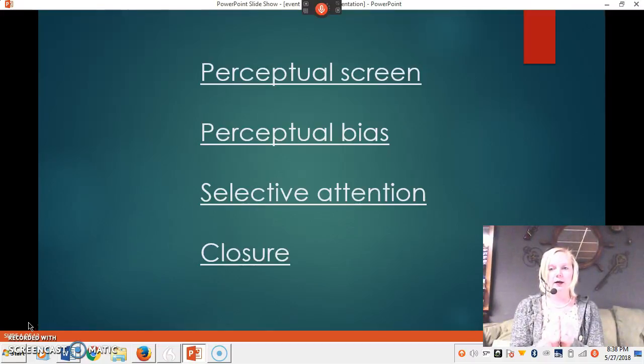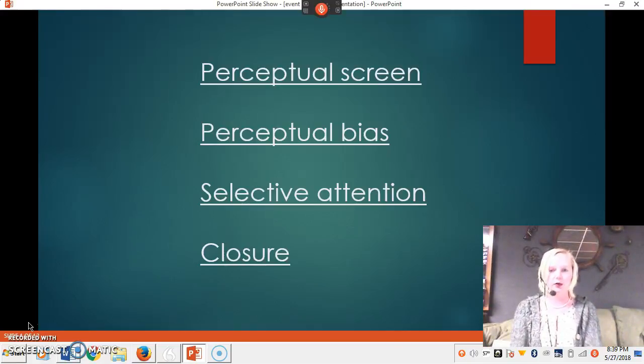You're not going to retain an advertisement that doesn't support your predispositions and your beliefs and your attitudes. So it really has to be for the target market.